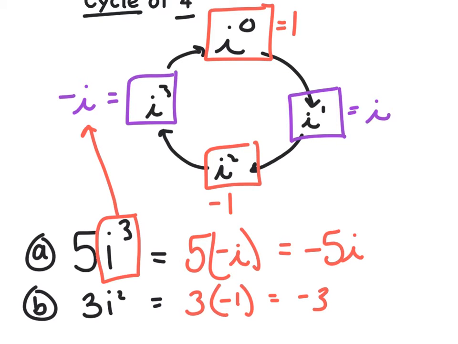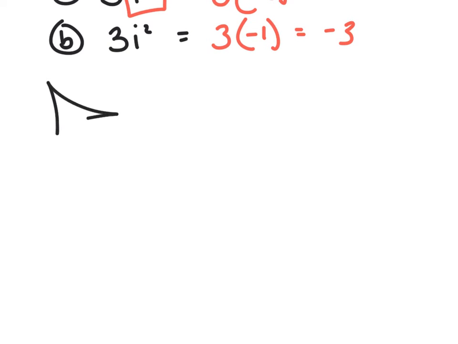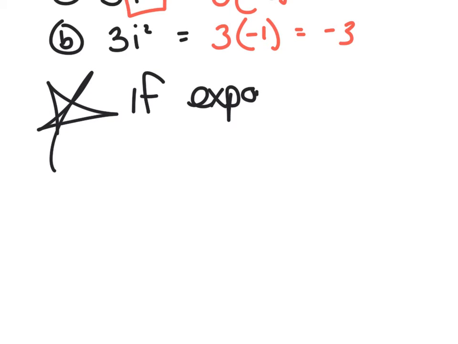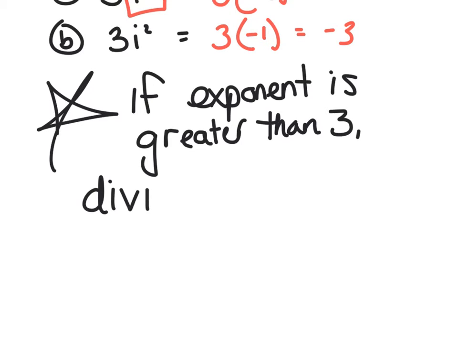Now, it gets a little more intense. So let's make a big note to ourselves. If the exponent is greater than 3, here's what you do. You divide, but you use the remainder.